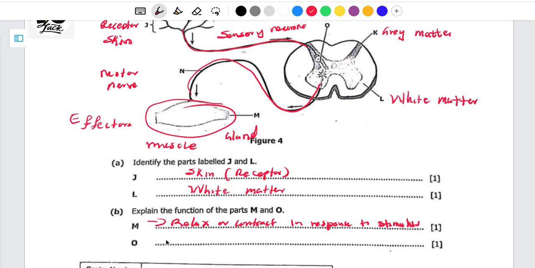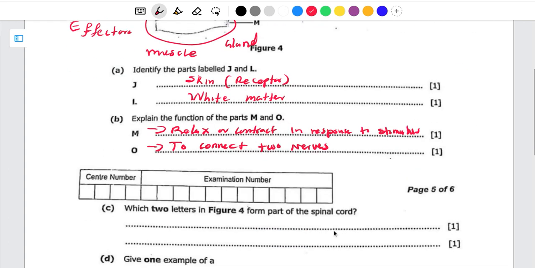Then when it comes to O, like I said, this is a relay neuron. It connects two nerves, or it is the one that interprets the information or the signal and sends it to the motor neuron. So we can say it connects two neurons or two nerves. Those are the functions that you need to know.